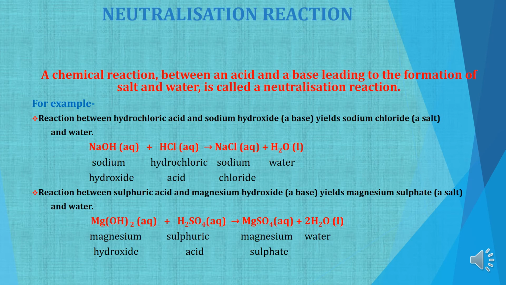In the first example, sodium hydroxide is reacting with hydrochloric acid, resulting in the formation of sodium chloride, which is a salt, and along with that water is formed. Same way, in the second example, magnesium hydroxide, which is a base, is reacting with the acid, that is sulfuric acid, resulting in the formation of the salt, that is magnesium sulfate. Along with that water is formed.